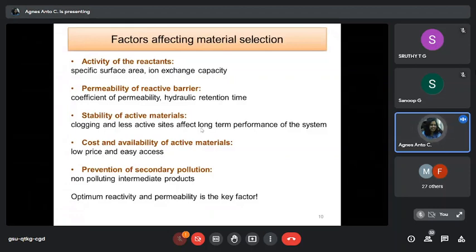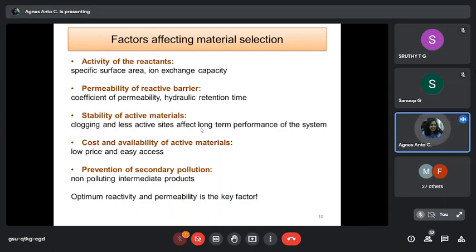When you design a permeable reactive barrier, it is very important that you give an appropriate coefficient of permeability. Usually the PRB material should have a coefficient of permeability greater than twice the permeability of the surrounding media. So if I'm installing my PRB inside the soil, the coefficient of permeability of this PRB should be greater than 2 times the coefficient of permeability of my adjoining soil. Then I should be conscious about the hydraulic retention time that is available for my PRB, so that sufficient interaction between the contaminant and the material can take place.